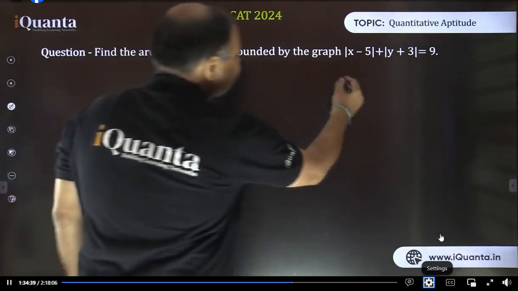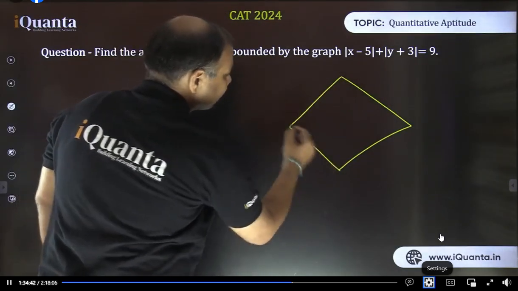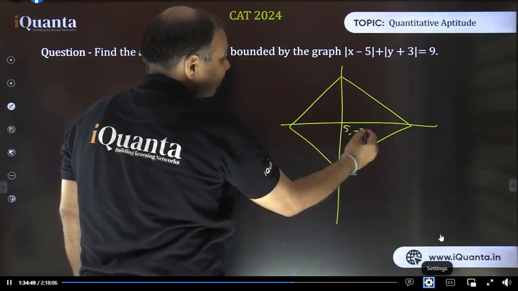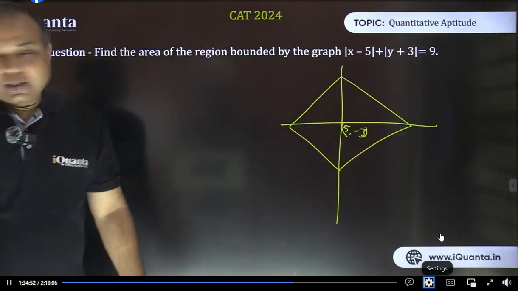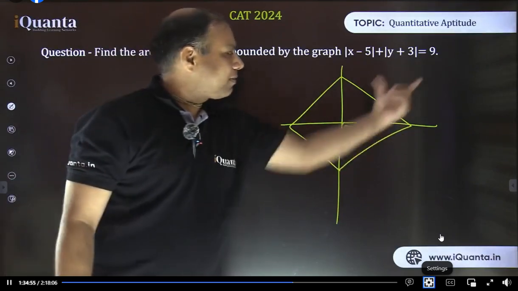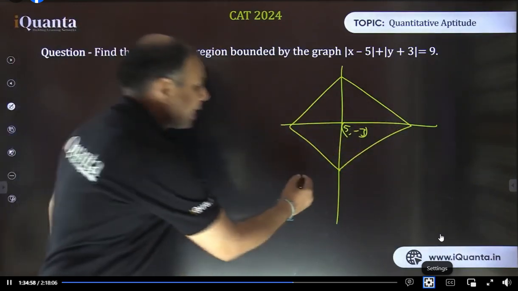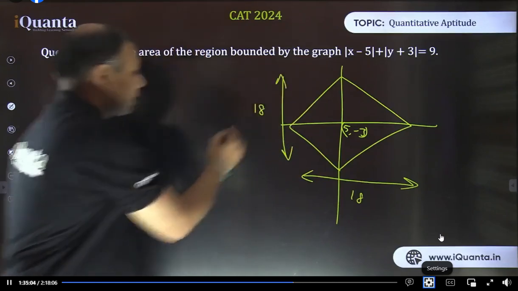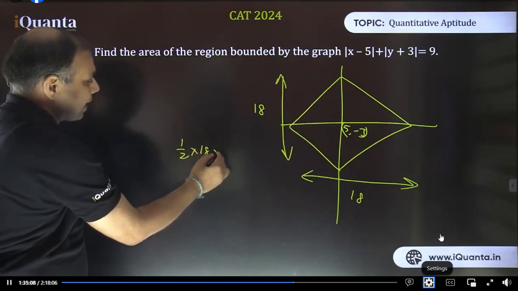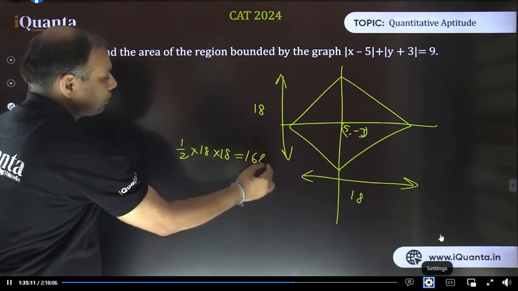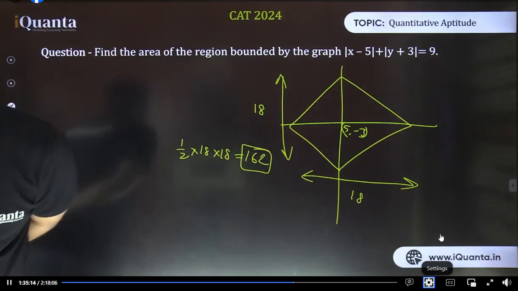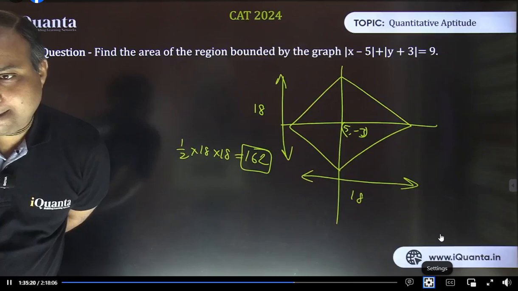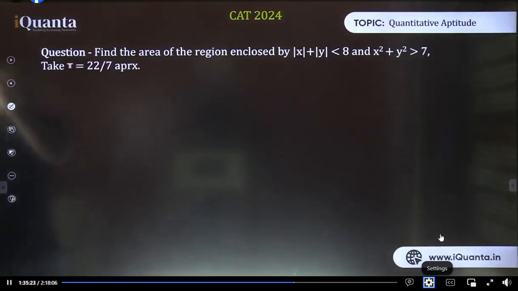This graph we have already done, it is a square with shifted origin. Origin is shifted to what point? 5, minus 3, right? But that is of no importance here. So what are these points? This is at 9 units away, 9 and 9. So a total of 18 units is this length and 18 is this one. So the answer is simply half into 18 into 18. That is the area, which is 162. Good. Okay, I'm moving further now.